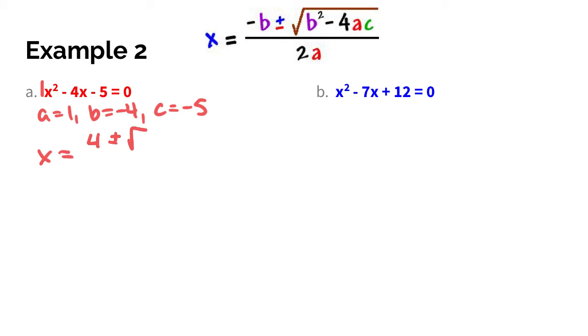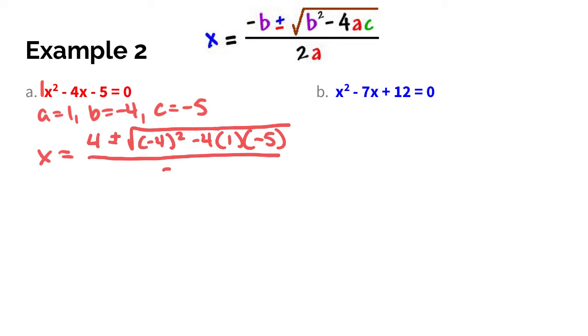Then it's going to be plus or minus the square root of the discriminant. So that would be negative 4 squared minus 4 times a, which is 1, times c, which is negative 5. All of that, again, is going to be under that square root, and that is going to be divided by 2a, so 2 times 1.